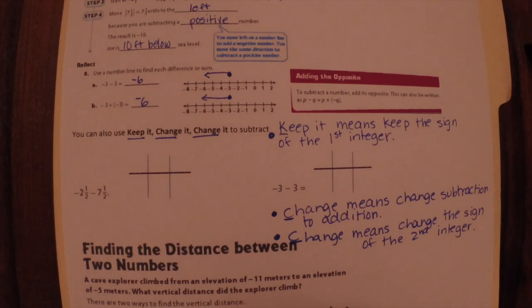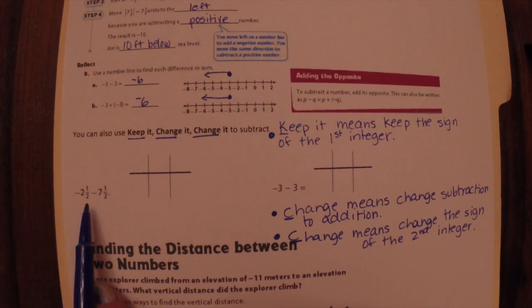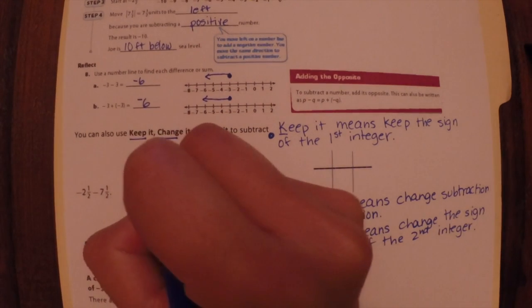So let's practice this. If I do keep it, change it, change it on this example right here, I'm going to write KCC in my little grid.